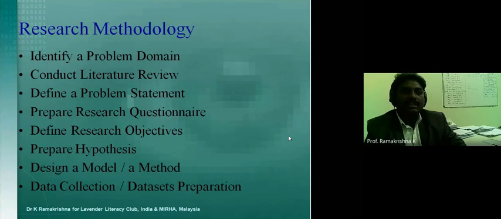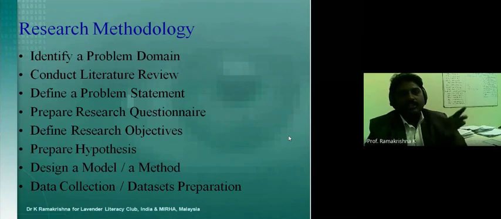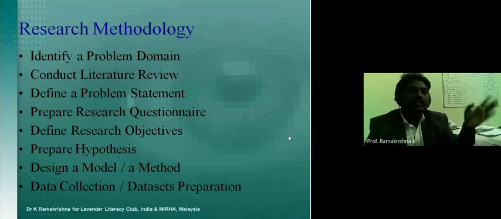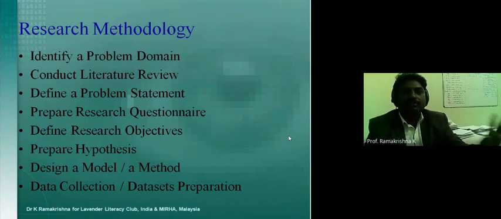So similarly, even engineering research also has it. And when you see the research methodology, research method and research methodology are completely different. The method is only a simple approach, whereas the methodology is the entire procedure that you follow while you are taking up a research work.